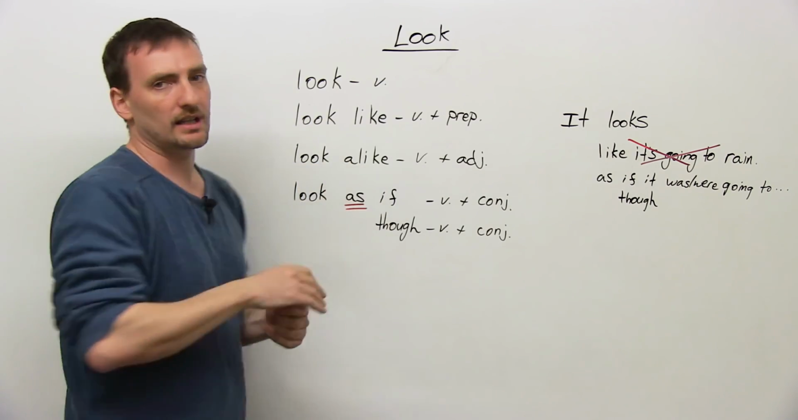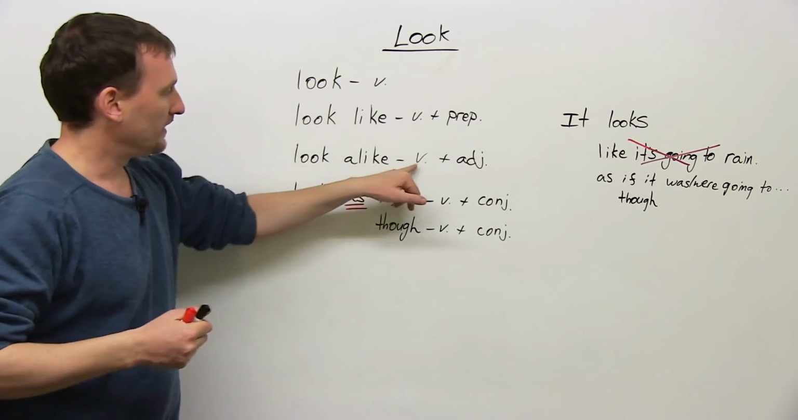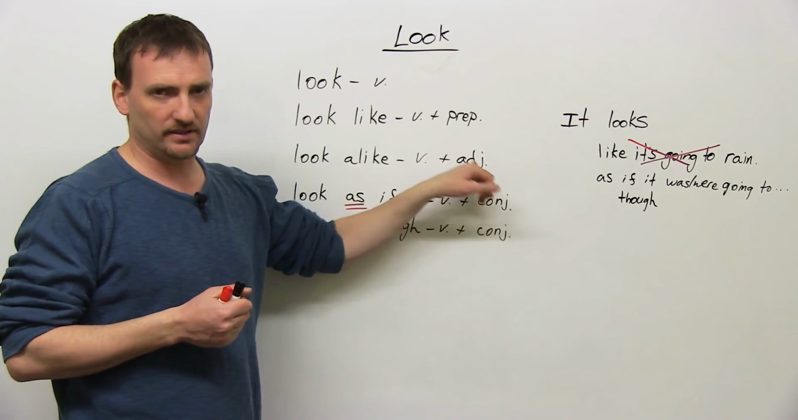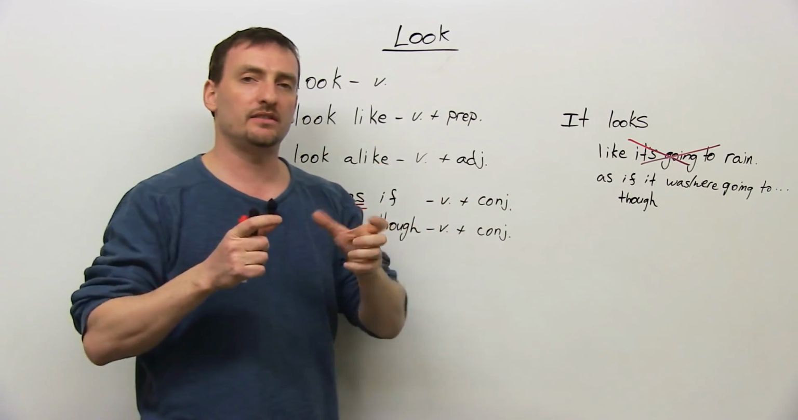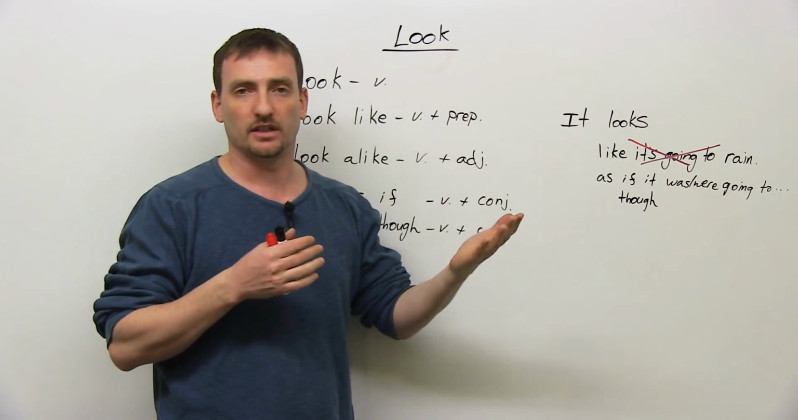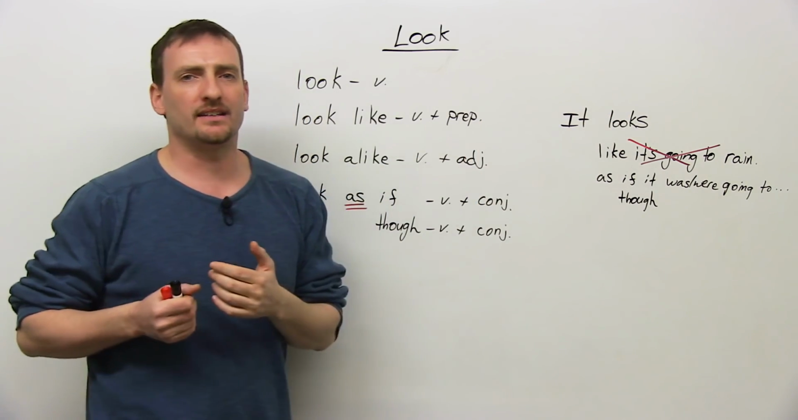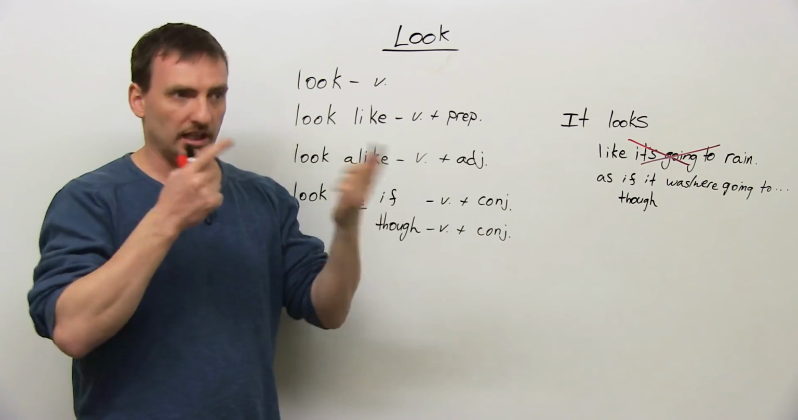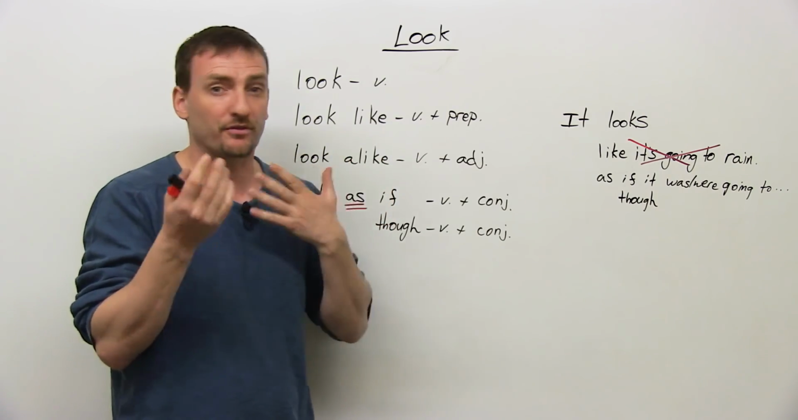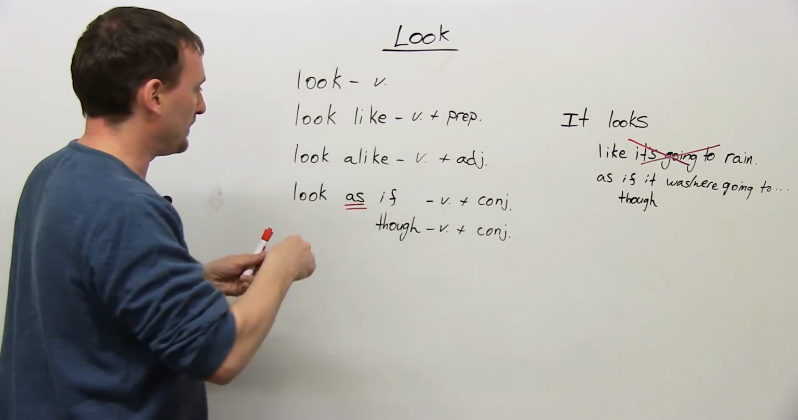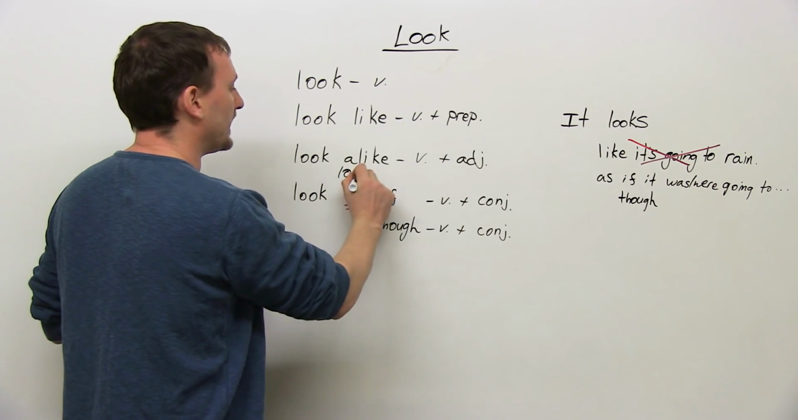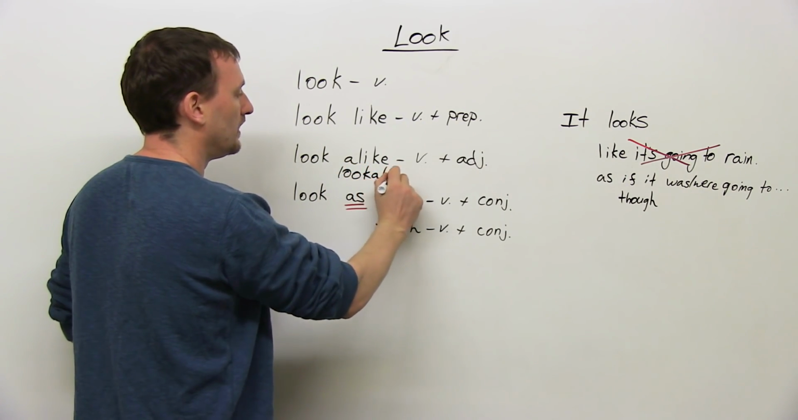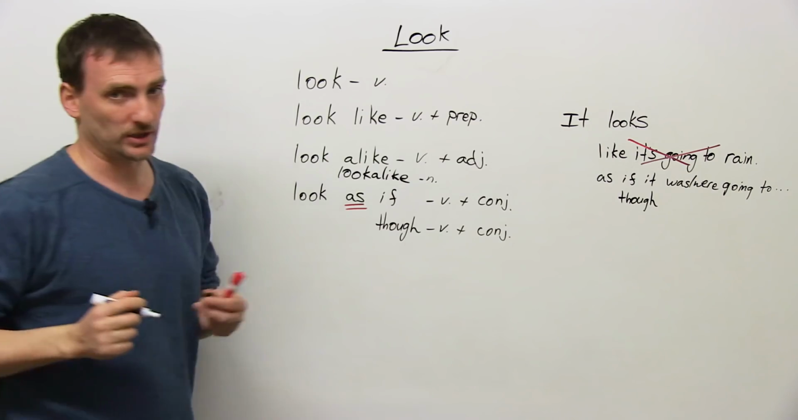We also have look alike. This is a verb plus an adjective. Look alike is when two things look similar to each other. So, Bob and his brother Bill really look alike. Means they look like brothers. They look almost the same or very similar, right? Keep in mind, you can also have a look-alike, which is a noun, actually.